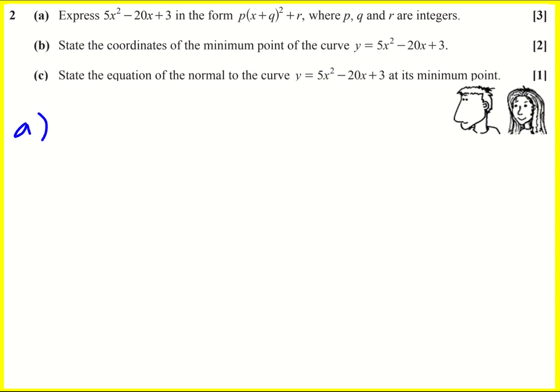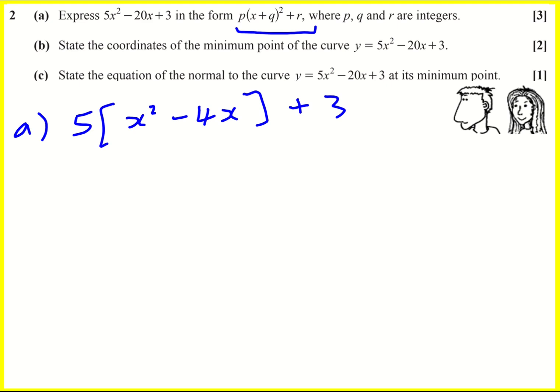In part A, we're essentially being asked to complete the square. This is completed square form. The first thing to do is factorize out this 5 that's in front of the x squared. So we're going to get x squared, and then it's going to be minus 4x. And it's good practice to leave the plus 3 outside, because otherwise I'm going to end up with fractions and so on.